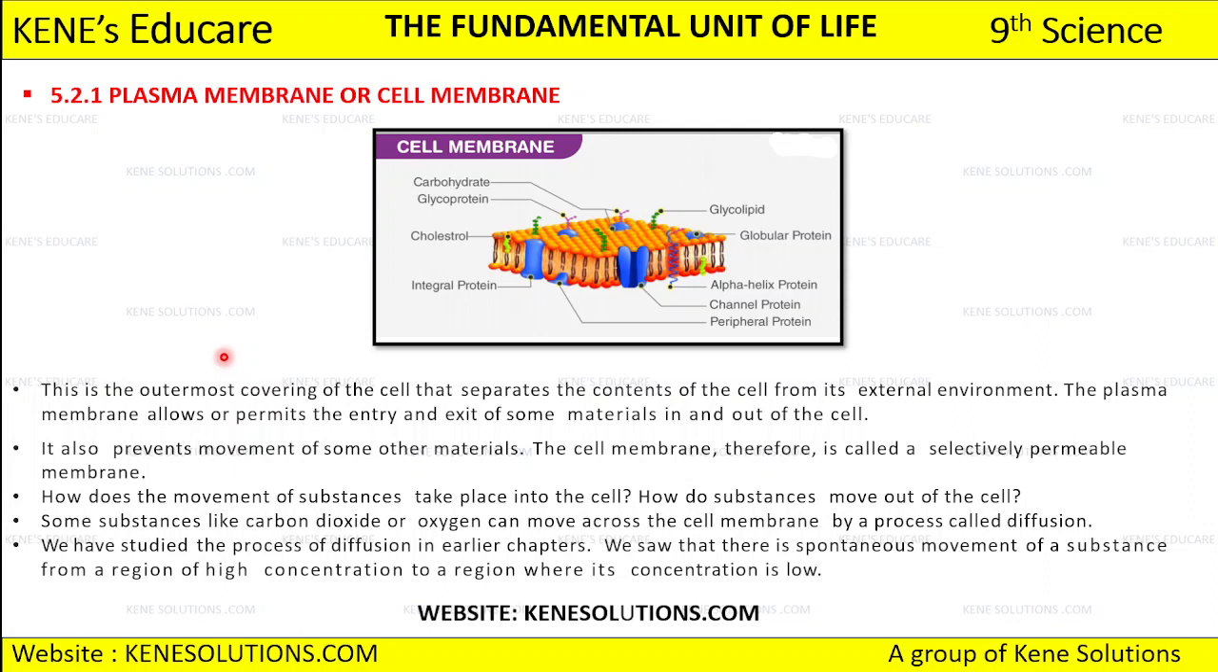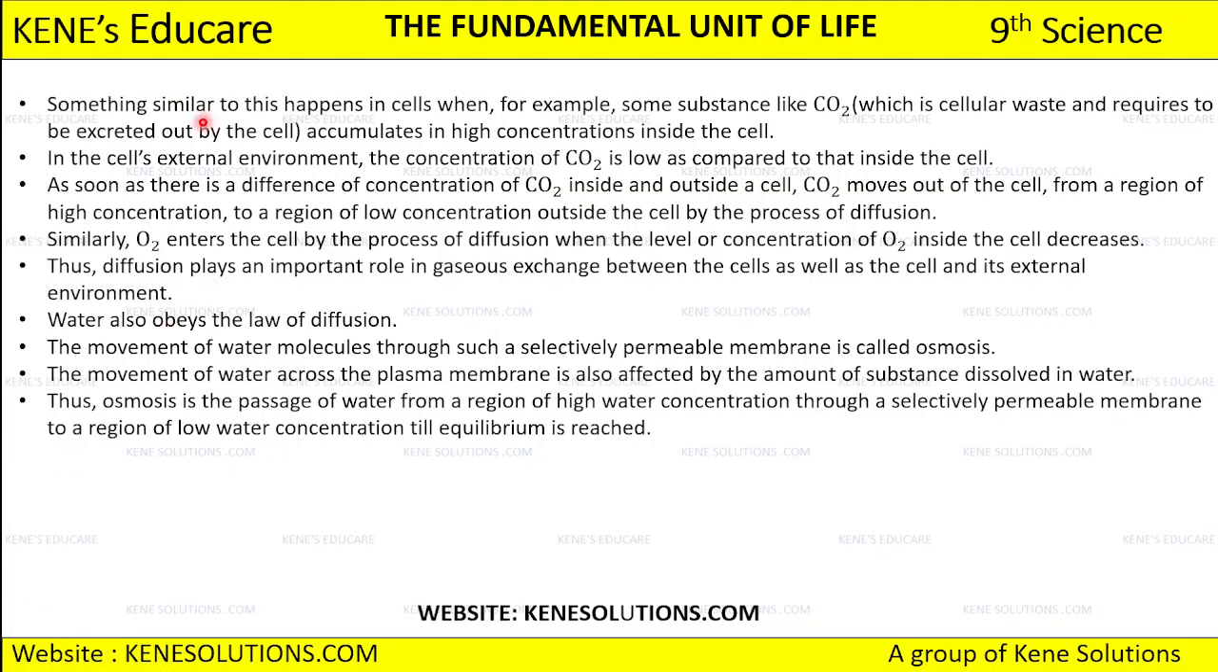So here in diffusion we have this gaseous exchange which is taking place between carbon dioxide and oxygen. So what will happen here? There will be spontaneous movement of a substance from a region of high concentration to a region of low concentration. Okay, so after that we discussed, see, something similar to this happens. For example, suppose the substance we have is CO2, carbon dioxide.